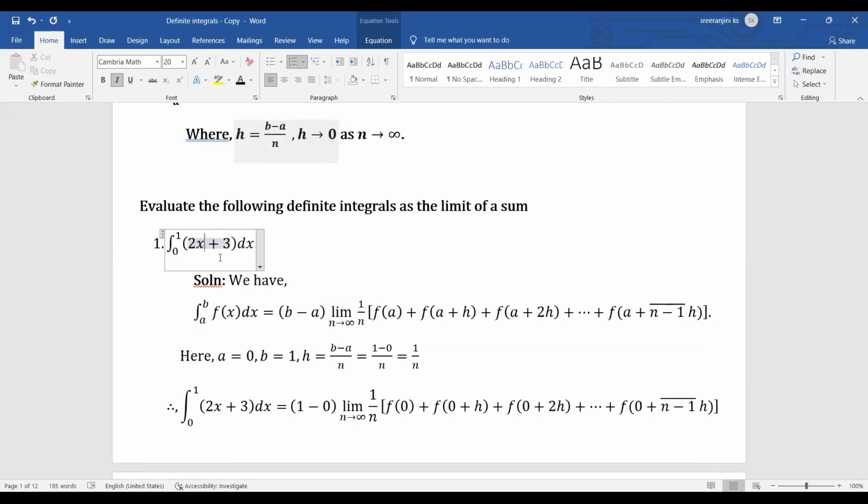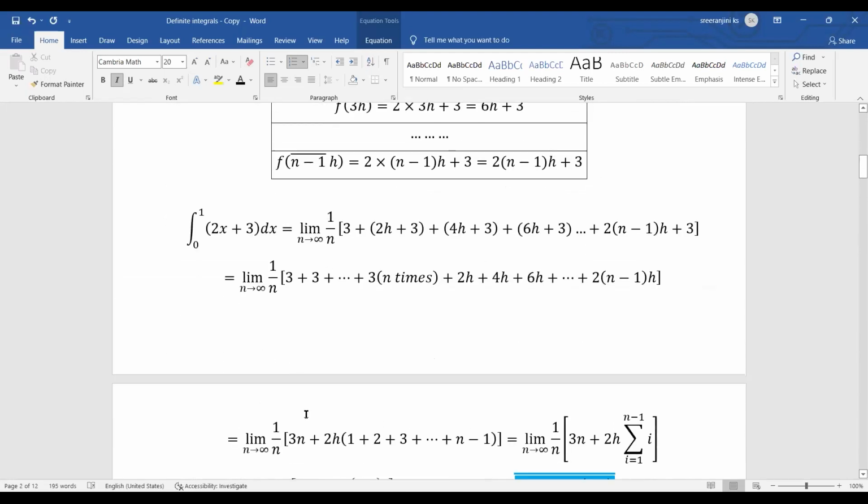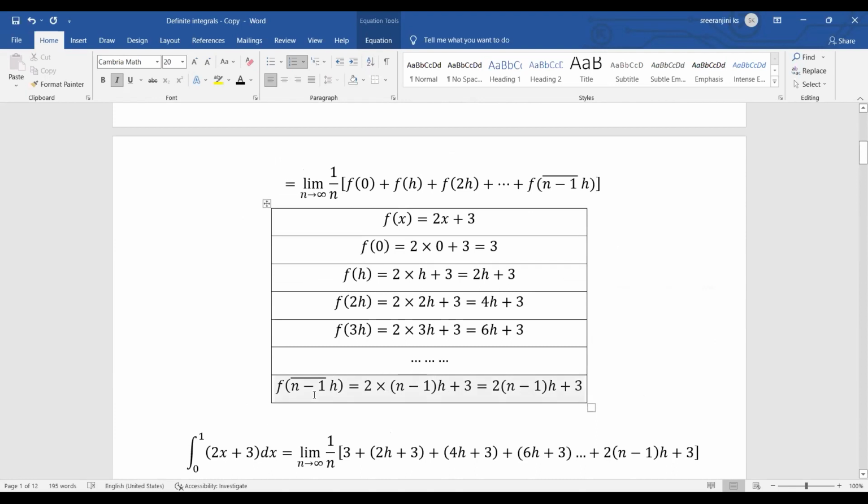Ma'am, the question is, can you please explain one sum with limits in fraction? Limits in fraction. Yes. Okay, let's try. I'll take a simple function.